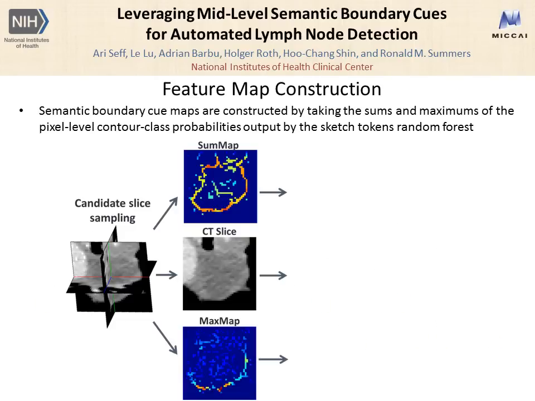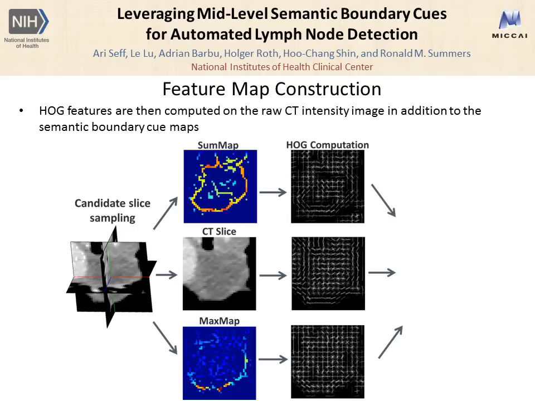The first boundary Q map we derive is constructed by taking the pixel-level sums of the K probability values output by the sketch token random forest. This map may be interpreted as the total probability of each pixel residing on a true lymph node boundary. Because any true boundary pixel should fit optimally into at least one of the K contour classes, we also compute a map consisting of the maximum pixel-level sketch token probability values.